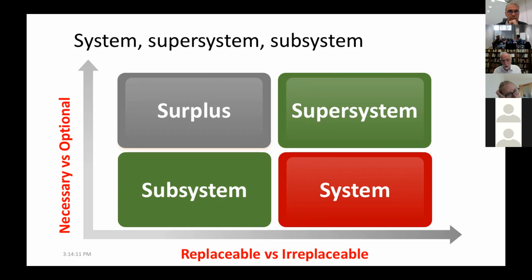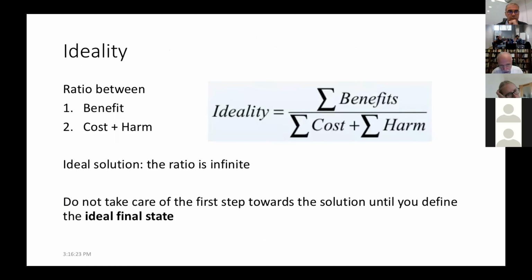So now you know how to have these resources. It's 81 types of resources. And then you state what is ideal. You define ideality as a ratio between benefit and the sum of cost and harm. Ideally, the ideality coefficient should be infinite. It means we have all possible benefits at no cost with no harm. That is the ideal final state.